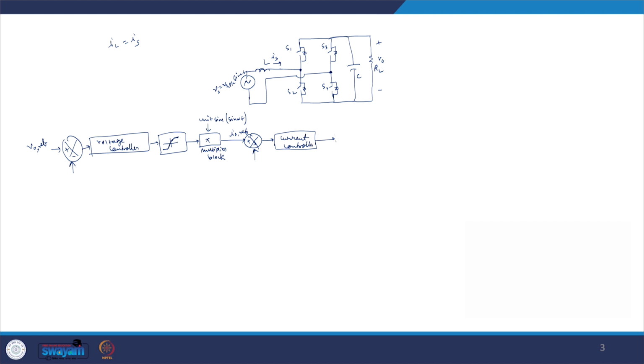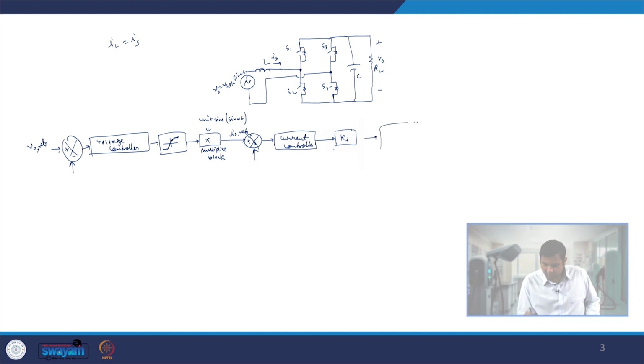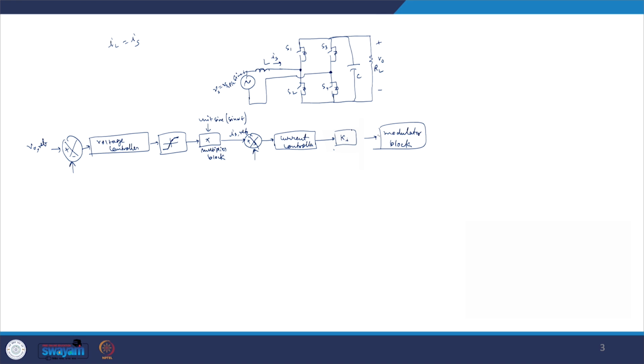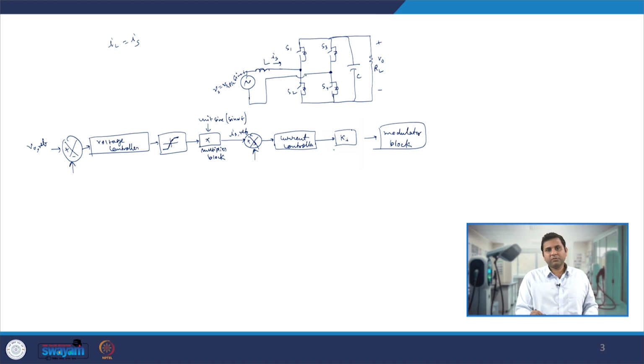Again the output of the current controller is sent to the gain Ki block, and that will be sent to the modulator block, which does nothing but calculate the duty ratio. Depending upon the grid voltage, whether it is in the positive half cycle or negative half cycle, it decides the switching of these switches, whether it should be D or whether it should be 1 minus D. Accordingly these two switches will be defined, while if Vs is greater than 0, that means positive half cycle, S4 is on, and if it is in negative half cycle S3 will be equal to 1.